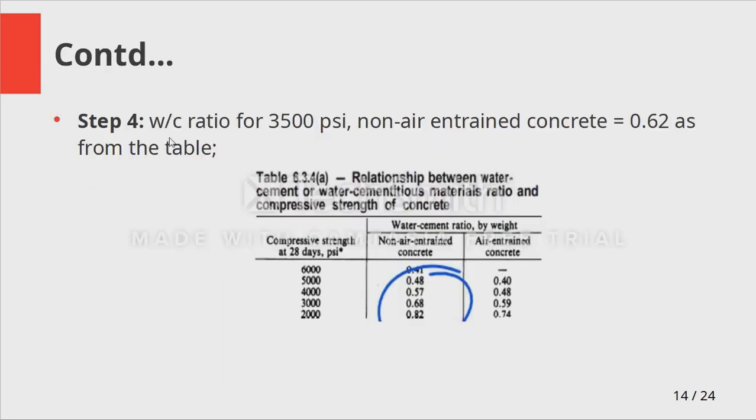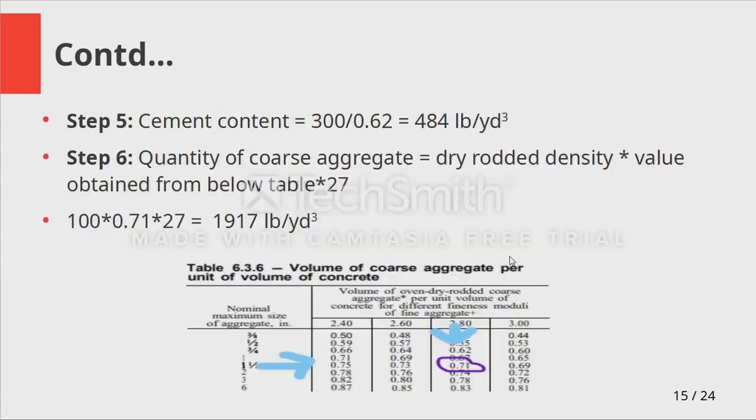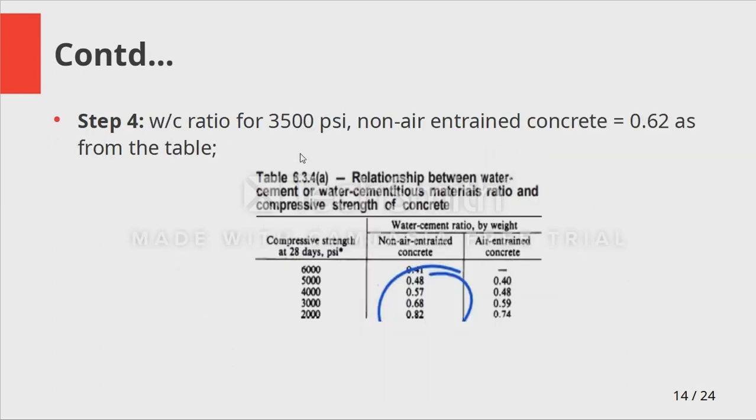Now coming towards the fourth step, which is to estimate the water to cement ratio. For 3500 psi, we have a table with compressive strength and type of concrete, non-air entrained and air entrained concrete. Your compressive strength is 3500, so just go there and search if 3500 is available. As you can see, there is no 3500 psi strength available, so we can simply interpolate. The interpolation technique is very simple, just by picking up a calculator. By interpolating for non-air entrained concrete, the water to cement ratio comes out to be 0.62.